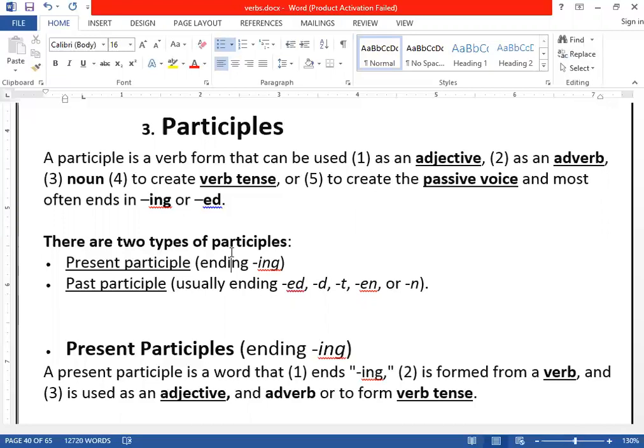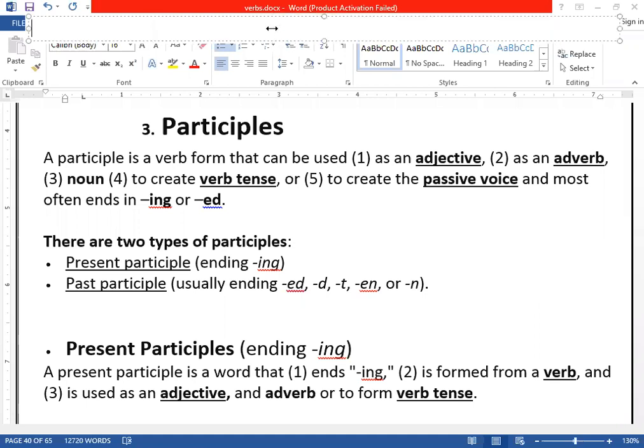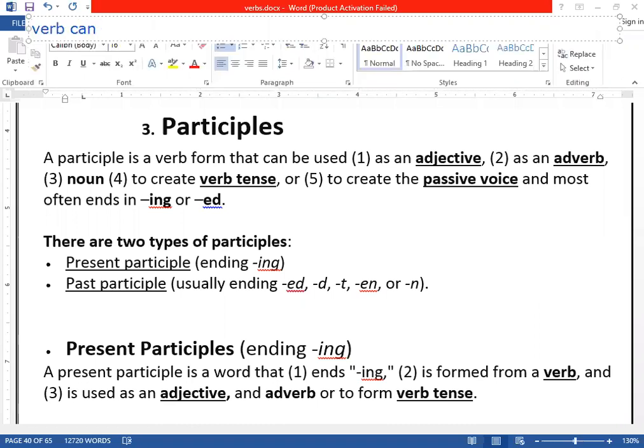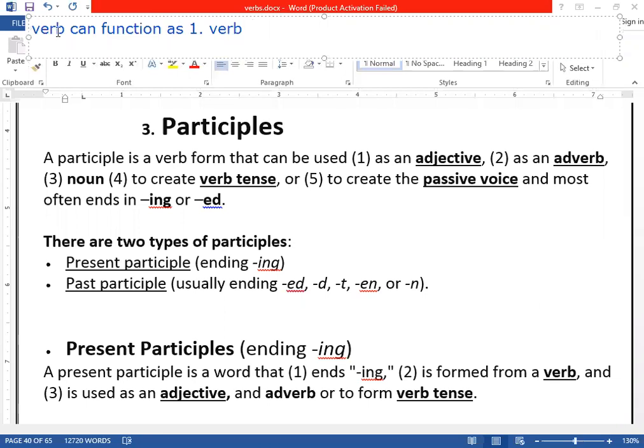Now, as we are studying verbs here, first of all, you need to keep in mind that when we want to study about verbs, you should know that a verb does not only function as a verb, clear? It has got different functions. A verb can function, number one, as a verb itself, clear? And that is a finite verb. And a non-finite verb can function, number two, as a noun.